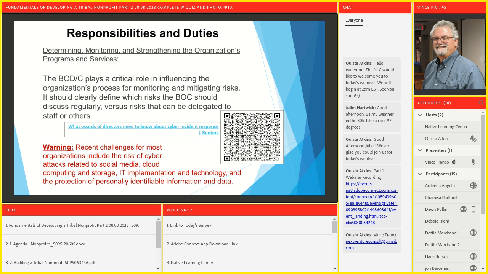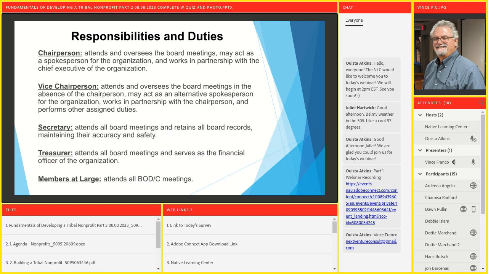Security of information should always be on the board's agenda. Security of buildings, security of staff, security of self, security of information, whether it's hard copy, whether it's intellectual property, all of those things need to have mechanisms in place for protection.